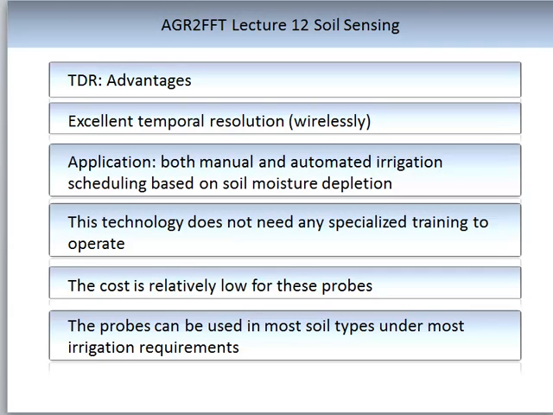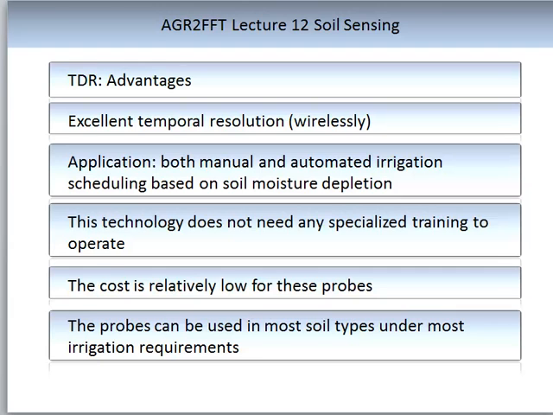There are several advantages when using TDR to collect soil moisture data. It has excellent temporal resolution, particularly when your system of sensors is connected to a central system, either via wireless communication, such as a radio, or through a wired system. This particular attribute allows a very important application, that is that this data can be used for both manual and automated irrigation scheduling. That scheduling system, of course, is based on soil moisture depletion, or how much water is in the soil, then how much is theoretically removed or used by the plant.